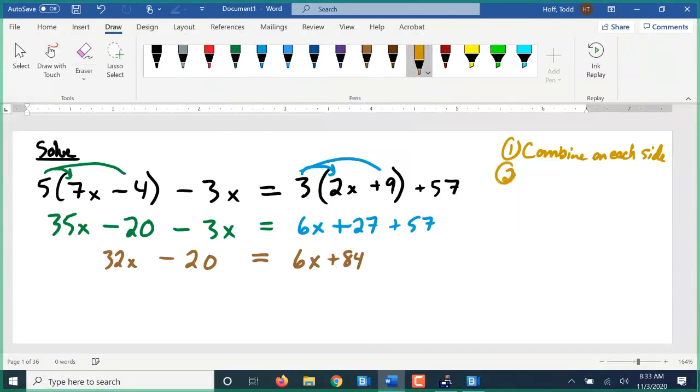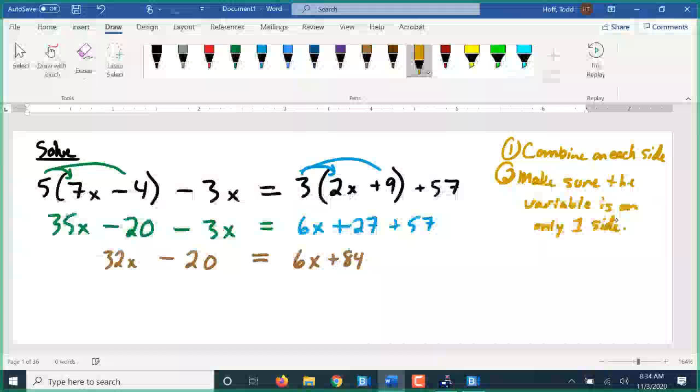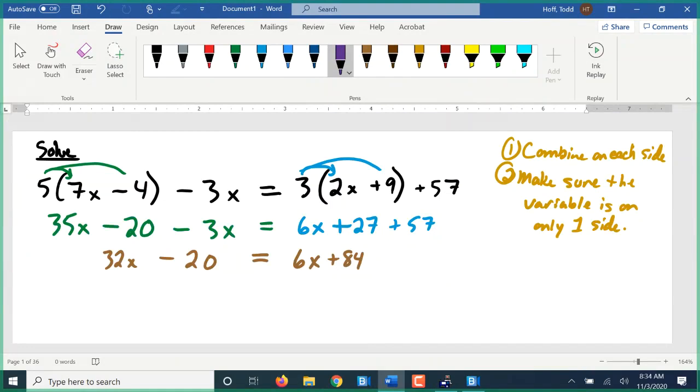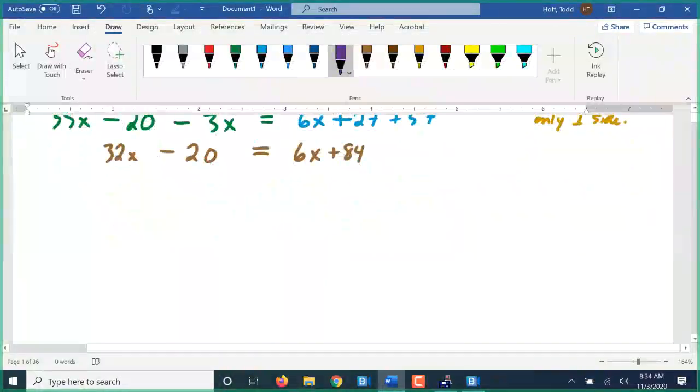Step 2 is to make sure the variable is on only one side. Well, here the variable is on both sides, so we have to get rid of one of them. Usually we try to get rid of the smaller one, which is the 6x. It's positive, so we're going to subtract it. So I'll make that go away. But we have to subtract it from the other side of the equation as well.